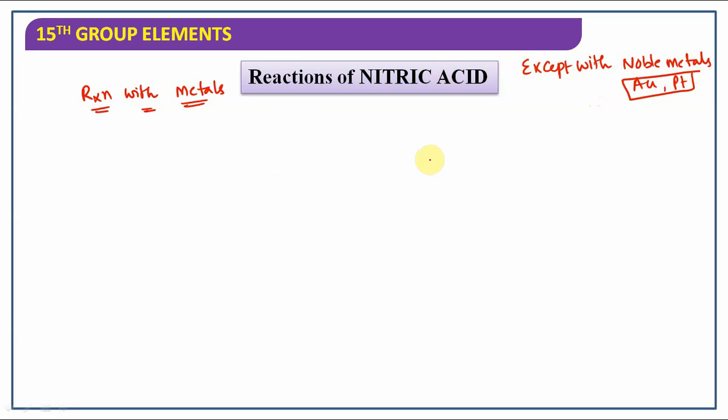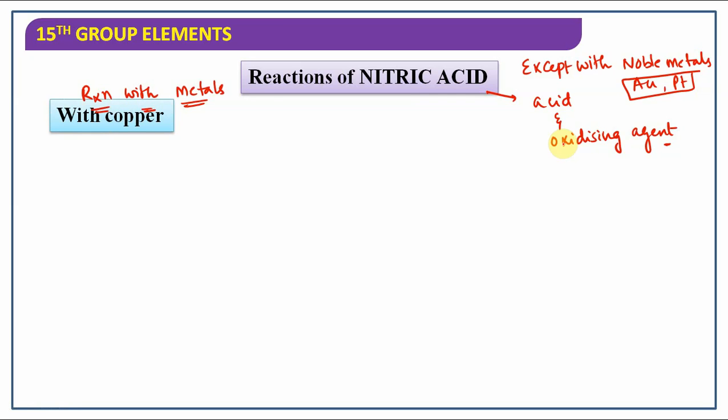Now, if you observe its reaction with metals, HNO3 can act as an acid as well as an oxidizing agent, right? Whenever it is reacting with metal, it can act as an acid as well as an oxidizing agent. Hope it is clear. We will be talking about very important metal reactions. First one is with copper.